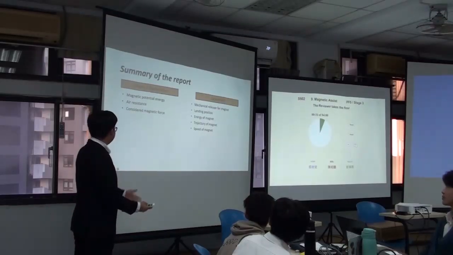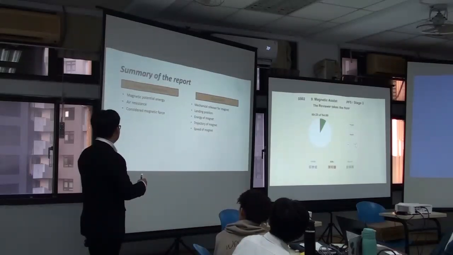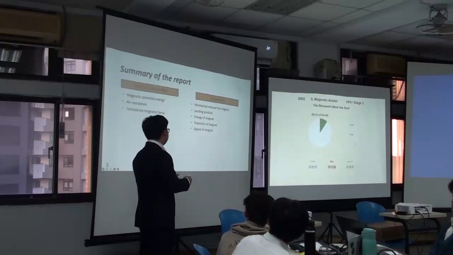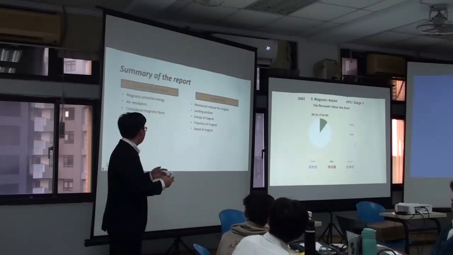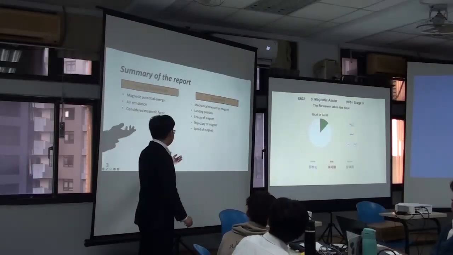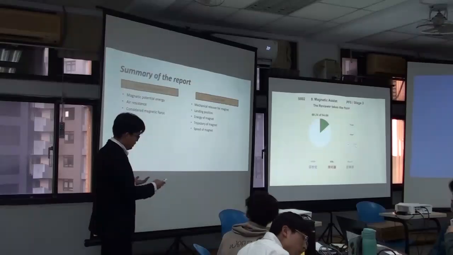For a simple explanation, they focus on the magnetic potential energy, the air resistance, and the magnetic force considered. In the experiment, they have a mechanical releaser for the magnets. We can control the release of the magnet and the landing position, the energy of the magnet, the trajectory of the magnet, and the speed of the magnet.